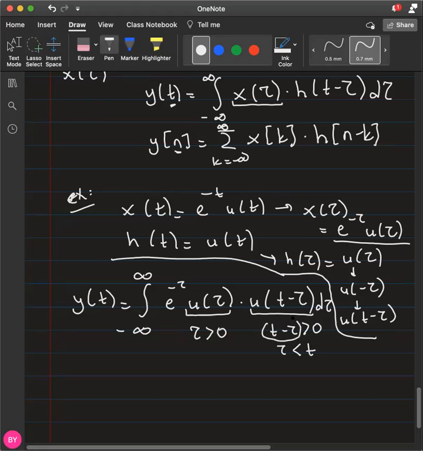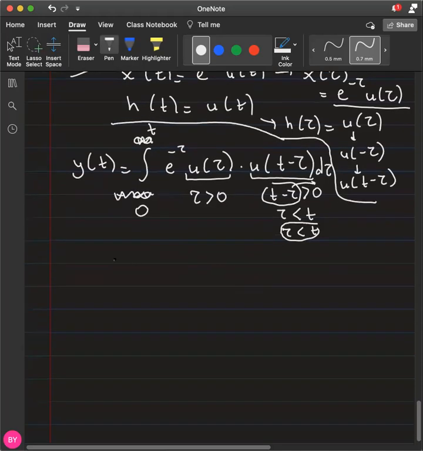How am I going from here to there? If I move this towards here, tau is less than t, right? So what does this say? This should be greater than 0. What does this say? Tau should be less than t. So this one should be t. We are trying to find the boundaries using the u of t's, okay? What do I have finally?